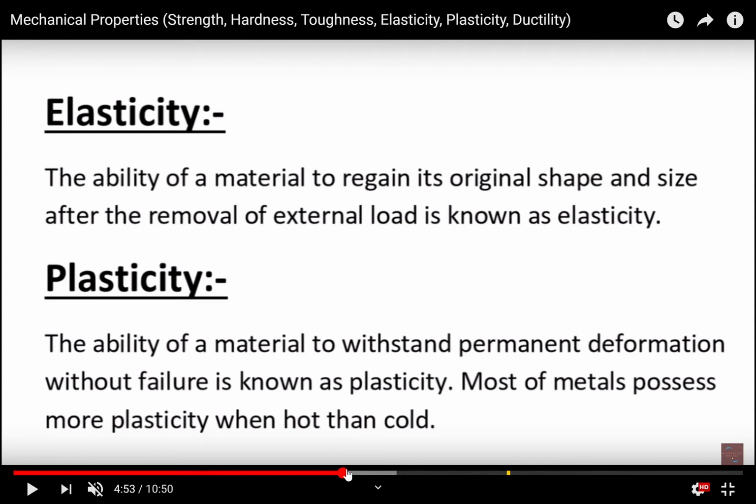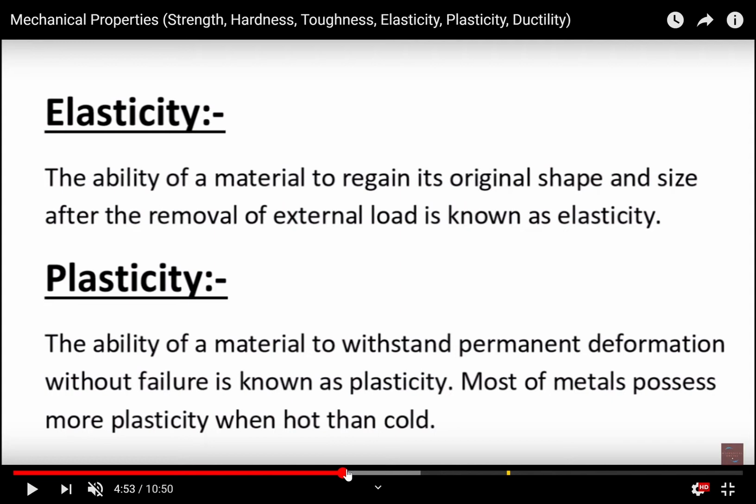Plasticity is the ability of a material to withstand permanent deformation. So when you go past the material's elastic limits, it starts to deform permanently. Now, if you're able to deform it without failure over a large distance, it's known as being a plastic material. Most metals possess more plasticity when they are hot than when they are cold.